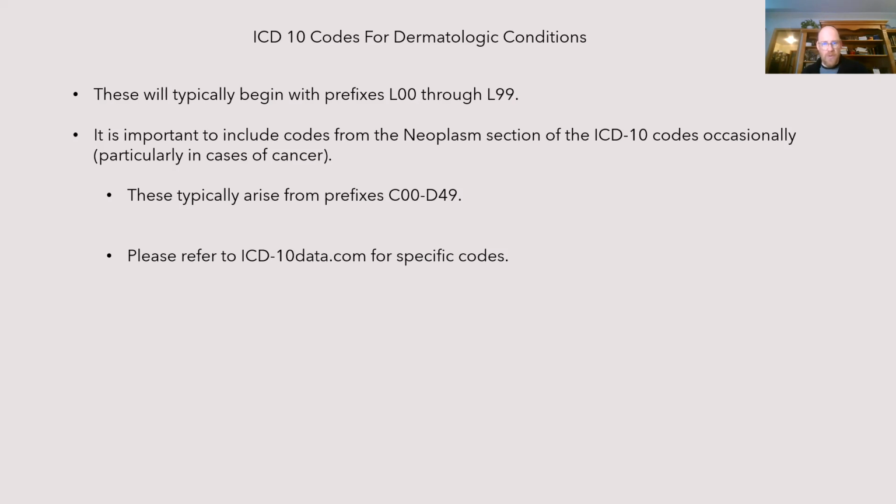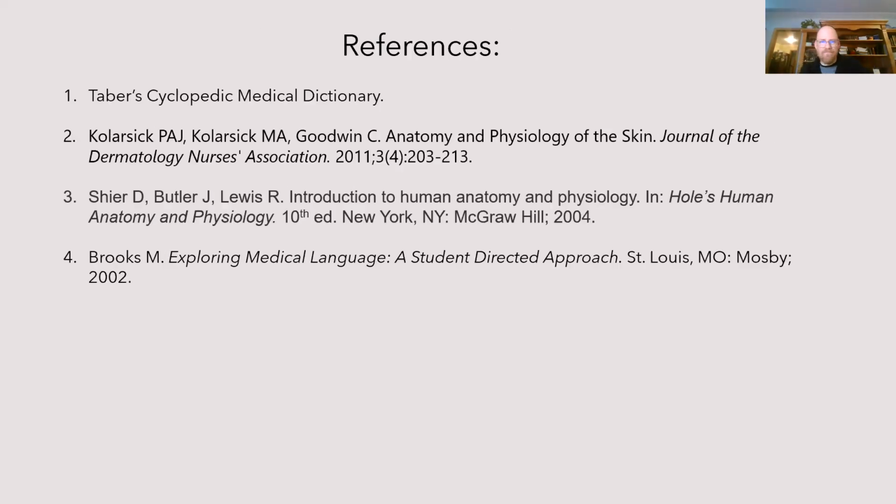Modifiers and or additional codes for neoplasms arise from codes C00 through D49. And I'll post a link to ICD10data.com as well for you guys. References, there you go.